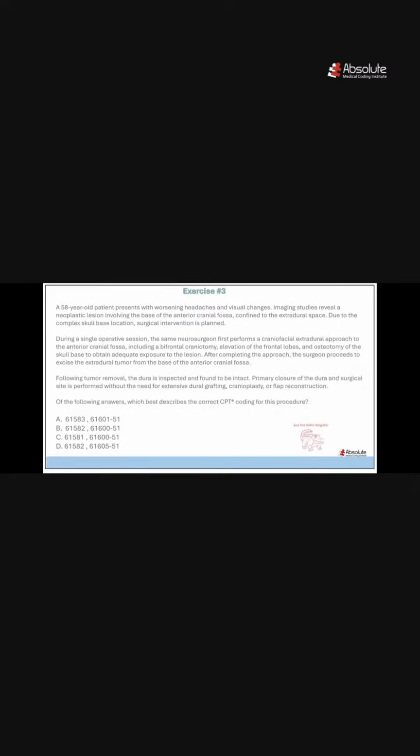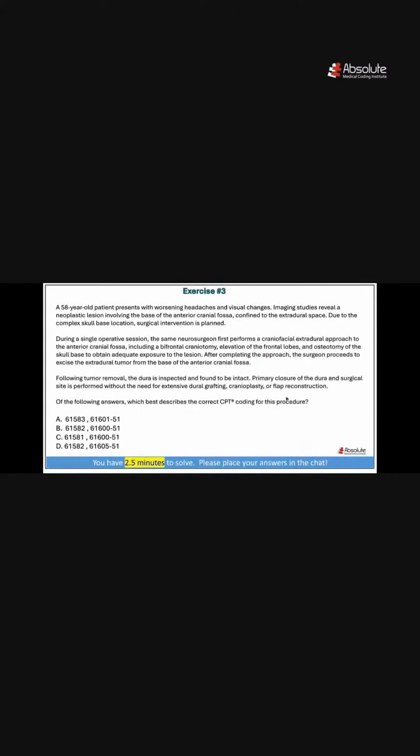Exercise number three. Oh, sorry, this is exercise number four. Okay, I've got it wrong. This is exercise number four, and here's your question, coders. Of the following answers, which best describe the correct CPT coding for the procedure? Option A, 61583, 61601 with a 51 modifier. Option B, 61582, 61600 with a 51 modifier. Option C, 61581, 61600 with a 51 modifier. Option D, 61582, 61605 with a 51 modifier.